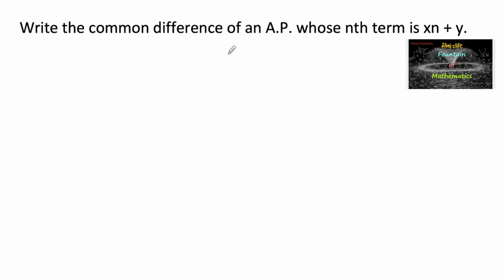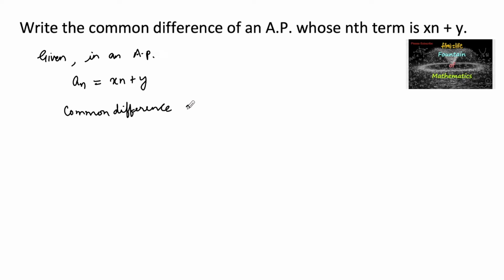Write the common difference of an AP (arithmetic progression) whose nth term is given by xn plus y. Given in an arithmetic progression AP, the nth term is given as an is equal to xn plus y. The common difference of an AP is given by an minus an minus 1 for n greater than 1.